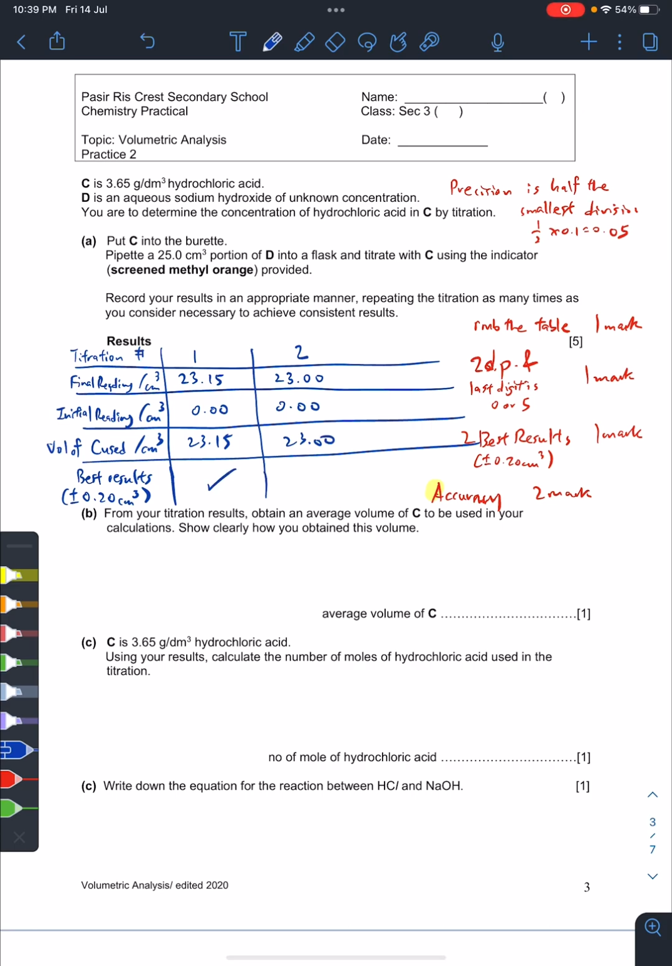Means you must remember to tick. If it is not a best result, you don't need to cross. Only I cross. You just tick. Good. Average volume, see, you read carefully. Show. How to show? Write it down. So average volume of C, you add the best results and divide to find the average.